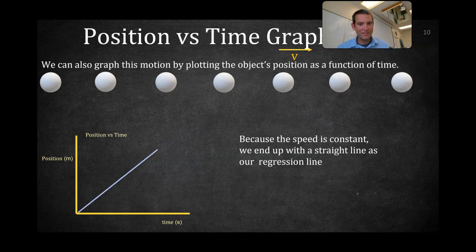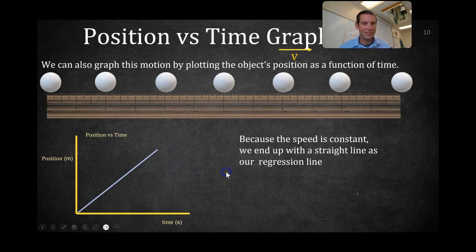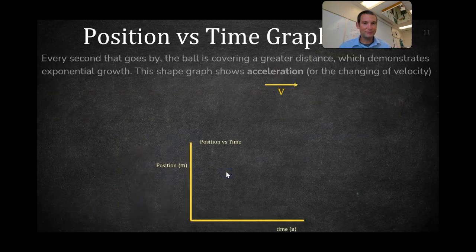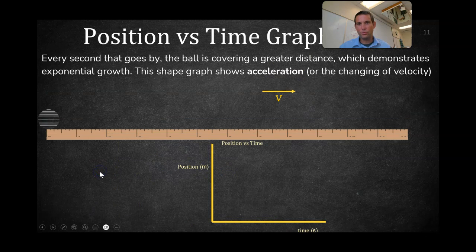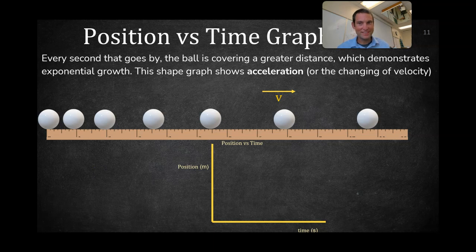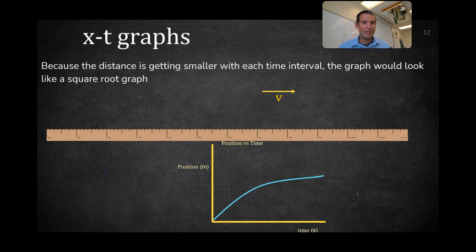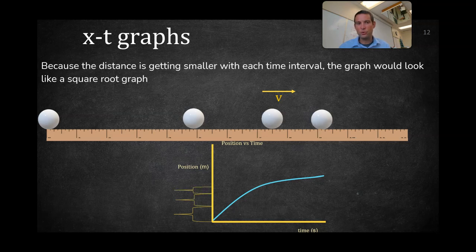Because the speed is constant, we end up with a straight line as our regression line. Every second that goes by, the ball is covering a greater distance, which demonstrates exponential growth. The shape of this graph shows acceleration, or the changing of velocity. Because the distance here is getting smaller with each time interval, the graph would look like a square root graph.